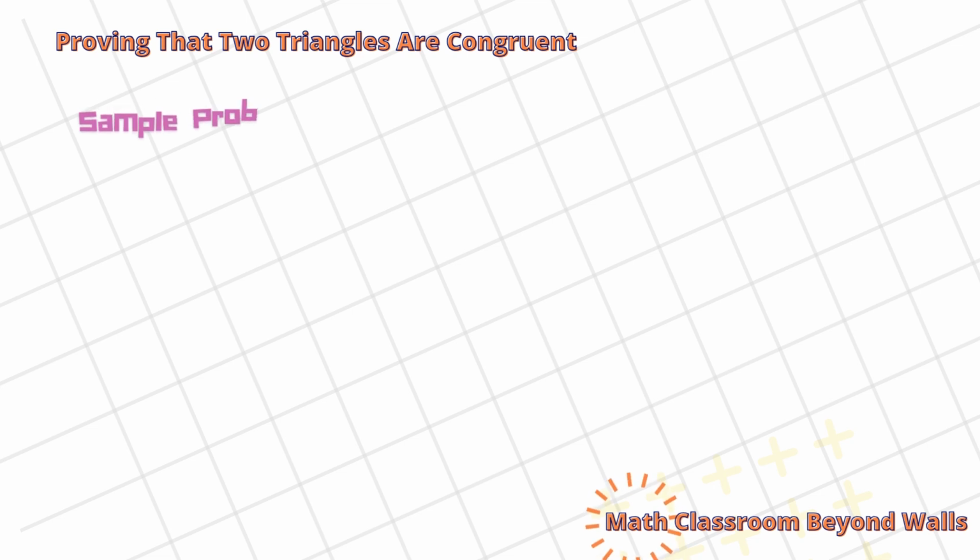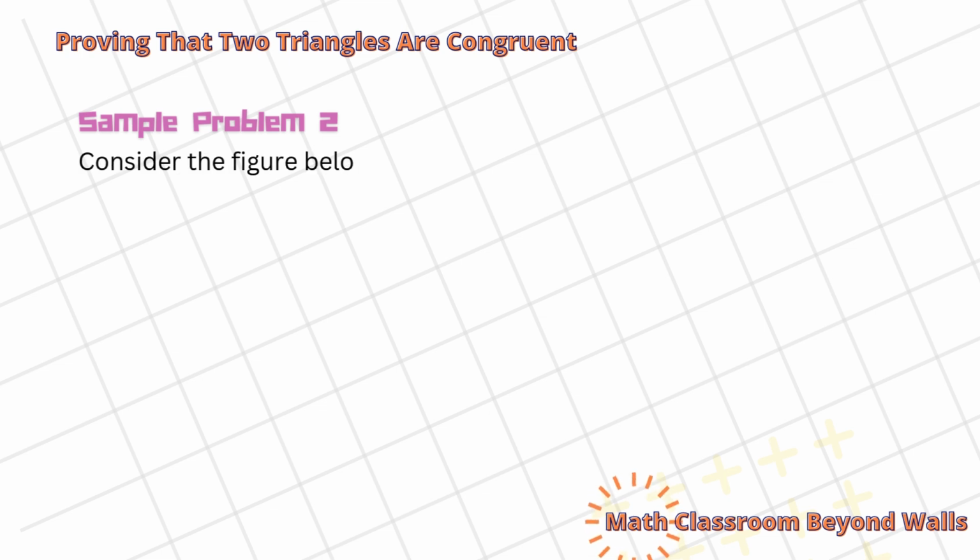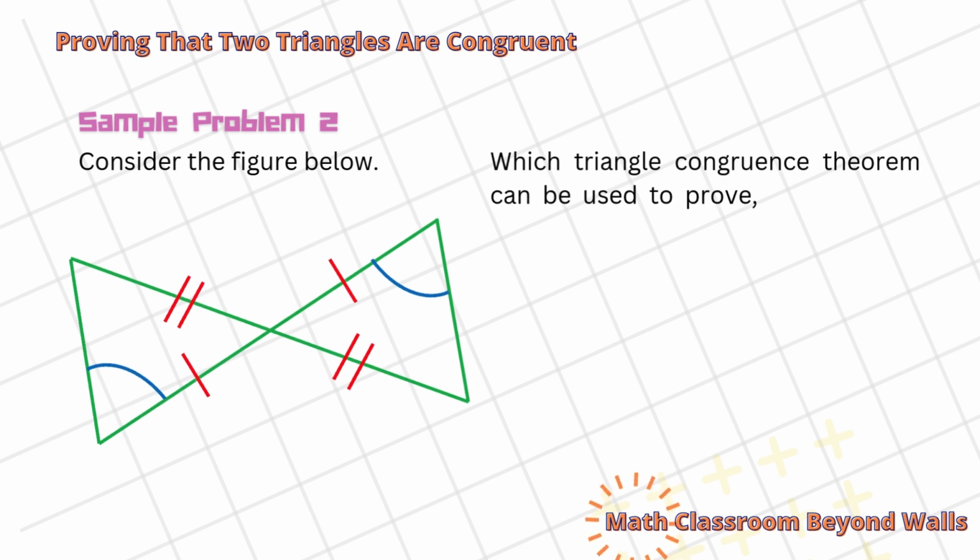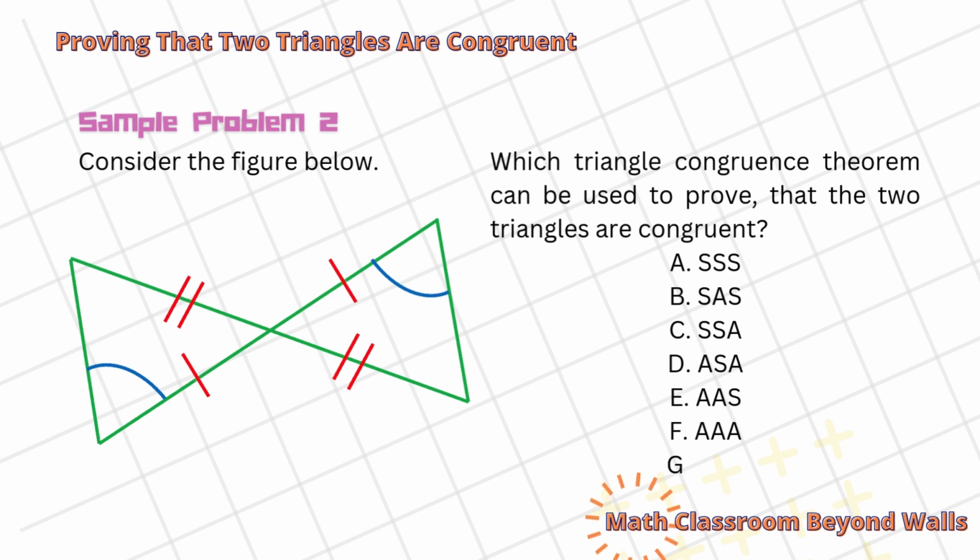Okay, let us do sample problem 2 this time. Consider the figure below. Which triangle congruence theorem can be used to prove that the 2 triangles are congruent? Option A, SSS. B, SAS. Option C, SSA. D, ASA. E, AAS, option F, AAA, and option G, HL.